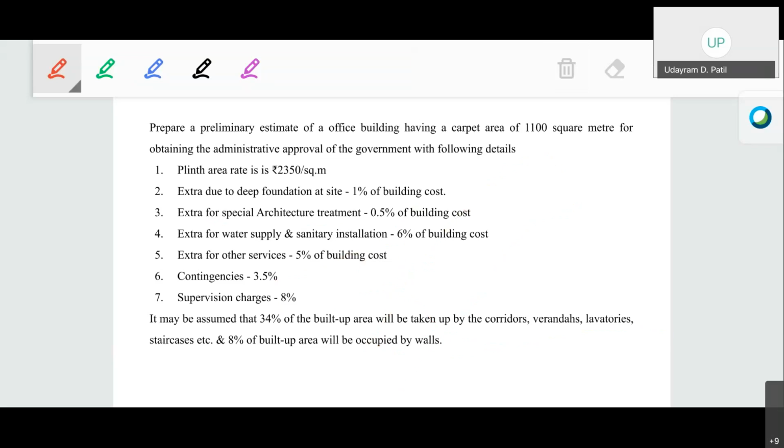So first numerical: prepare an approximate estimate or the preliminary estimate of the office building having the carpet area of 1100 square meter for obtaining the administrative approval of the government with the following details. As we know, we require a preliminary estimate or approximate estimate to get the administrative approval from the government.